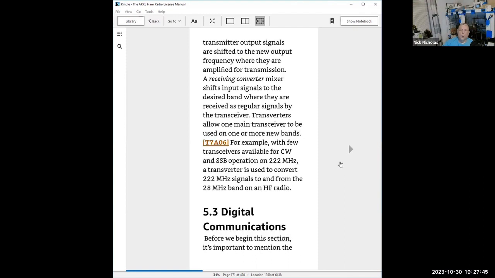I also want to bring up a cousin of the transverter, okay? And that's the receiving converter. The transverter handles the transmission. A receiving converter handles the reception. For example, you could put a receiving converter on your car radio, in between the antenna and the receiver, and you would be able to listen to, say, one of the ham radio bands on your car radio. That's what a receiving converter does. A transverter converts transmissions. A receiving converter converts receiving.